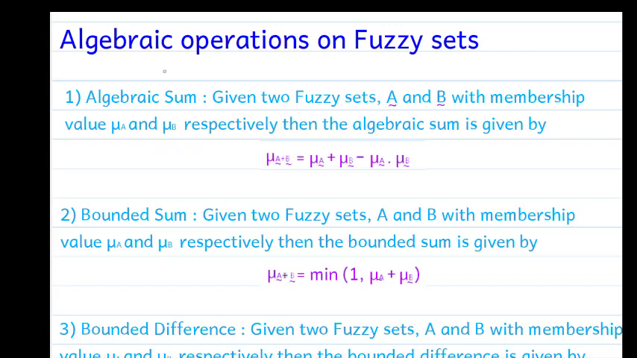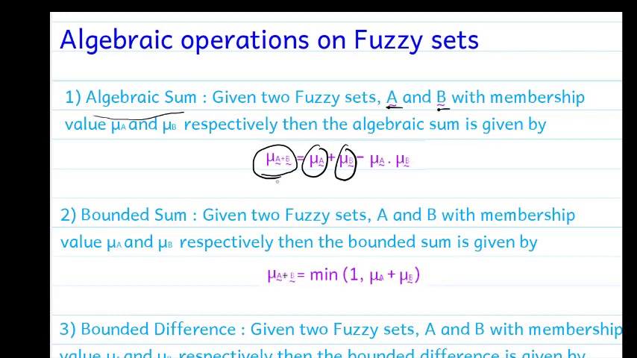Then some of the algebraic operations on fuzzy sets. Okay, so what are the various fuzzy algebraic operations? The first one, if we want to find the algebraic sum, so if we are given two fuzzy sets A and B and their membership values are mu A and mu B, then the algebraic sum is given by mu of A plus B equals mu of A plus mu of B minus mu A into mu B.